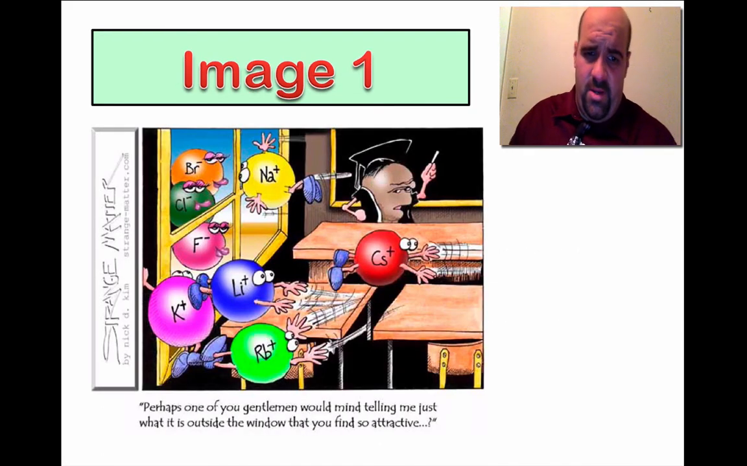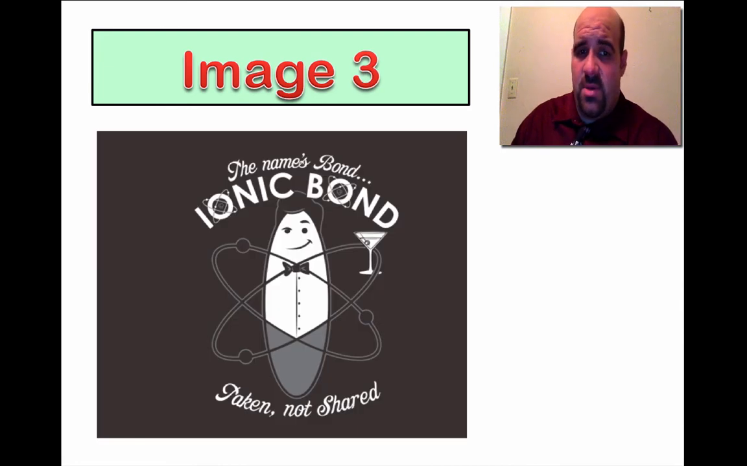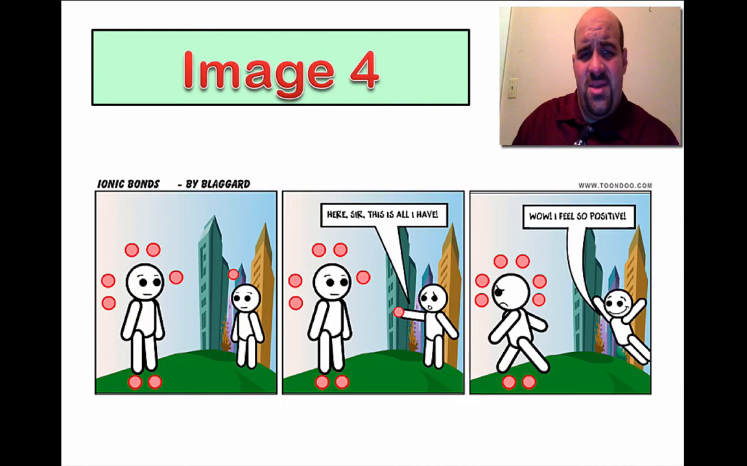So we have image 1. Explain this picture. What does it mean? Why is it funny? Explain this picture. What's going on here? Explain this one. Name is bond, ionic bond, taken, not shared. And the final image is a little comic strip by Blackbird. So explain these 4 things. That's your assignment. Show me an ionic bond between, I believe, potassium and fluorine, I said.